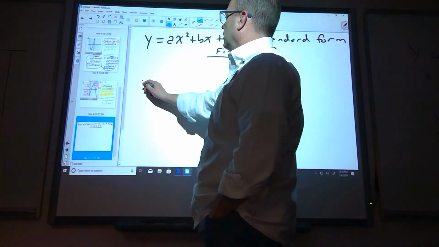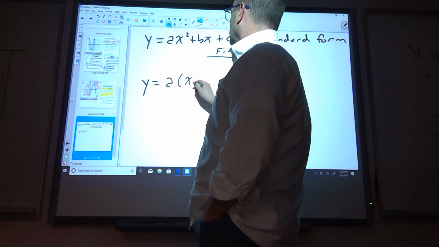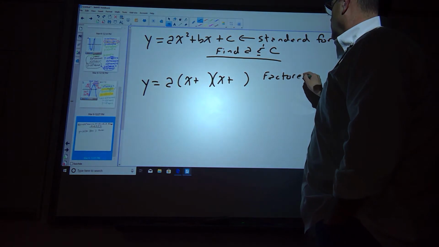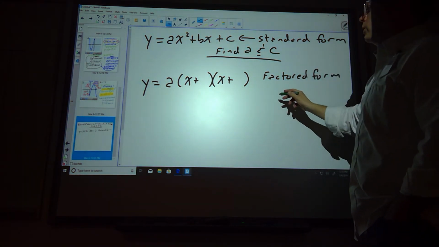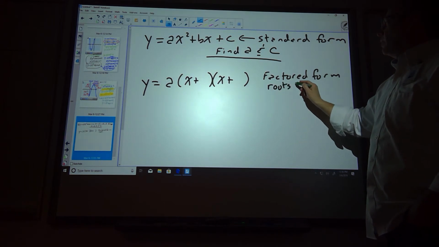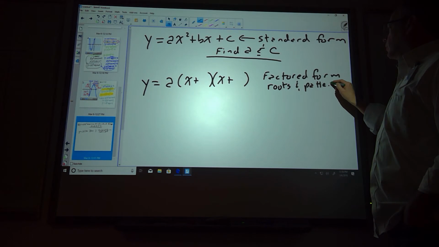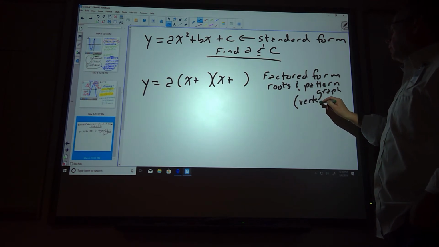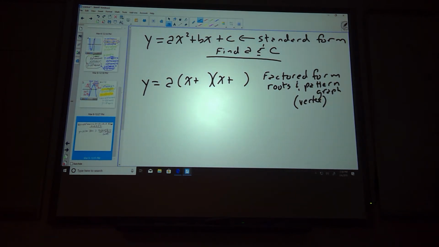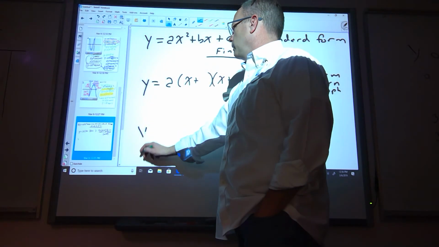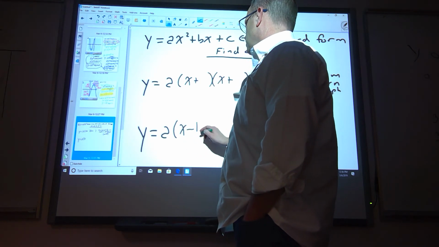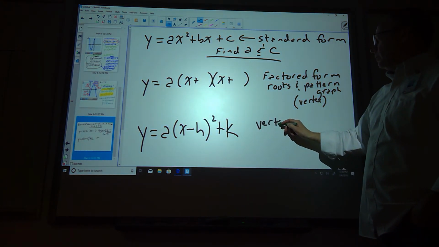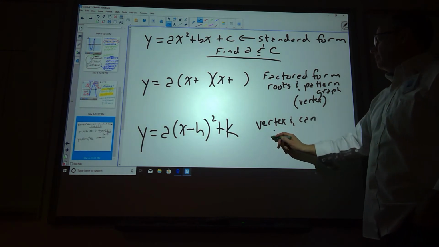We also have factored form. And this works best if we can find the roots and the pattern graph. So knowing that, we should be able to find the vertex as well, because you use the vertex to figure out the pattern graph. And then we have this one. And this works best when we know the vertex and can see the pattern graph.